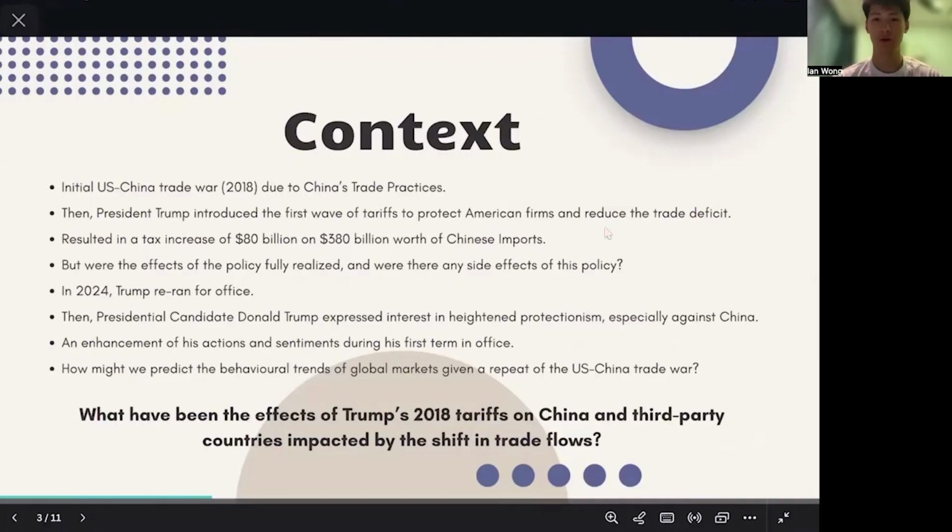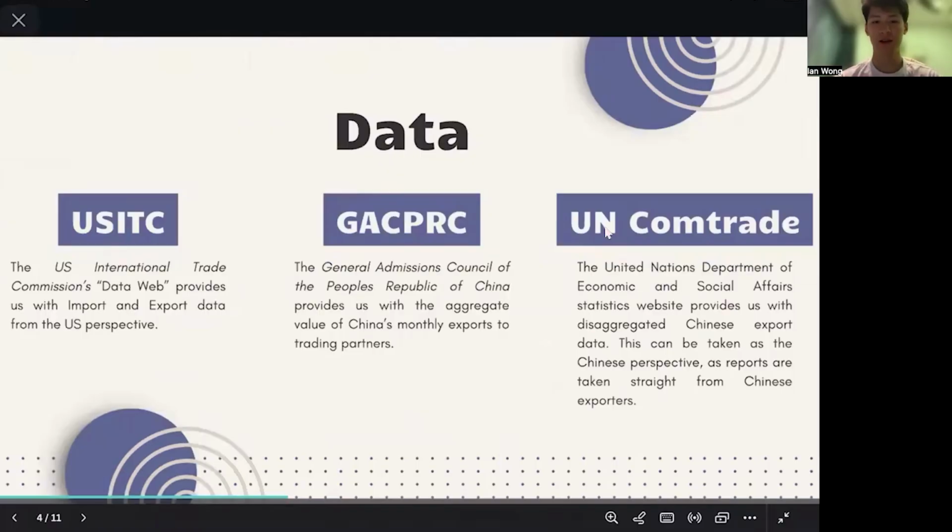and distorting global markets. To study this, I compared three main data sources, which gave me the trade flows by HS code: US import data from the US ITC, Chinese export data from the General Administration of Customs of the People's Republic of China, and more detailed Chinese export data from UN Comtrade, as the GAC PRC did not label exports by HS code. Rather, they aggregated all exports.